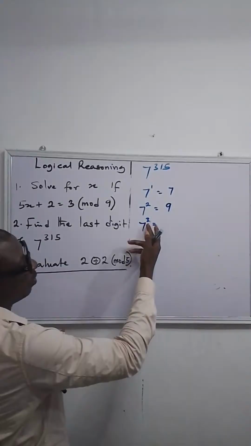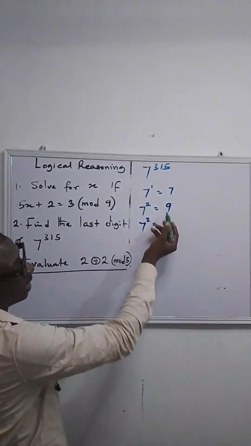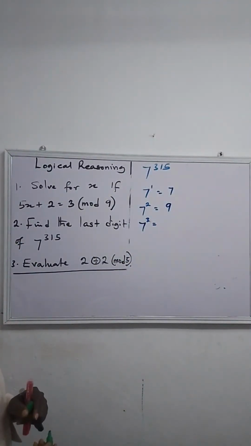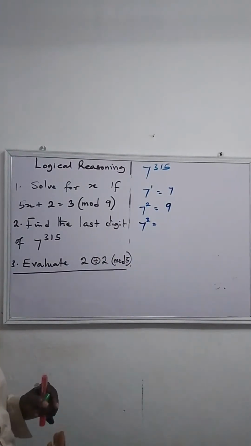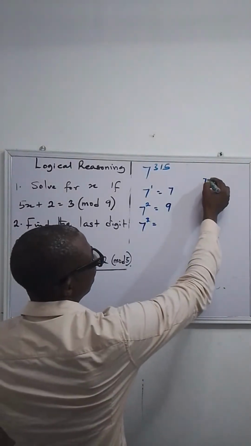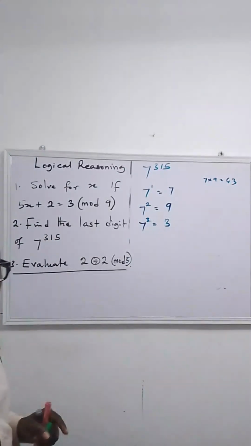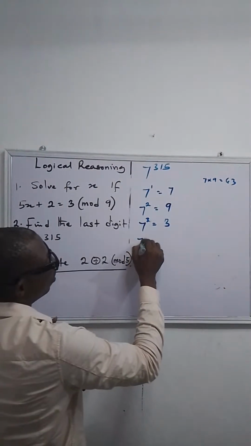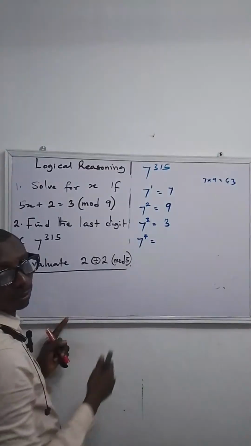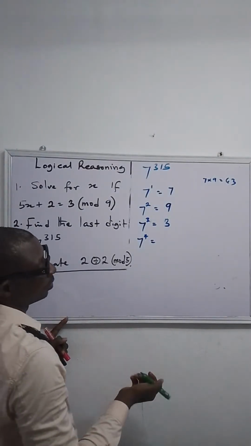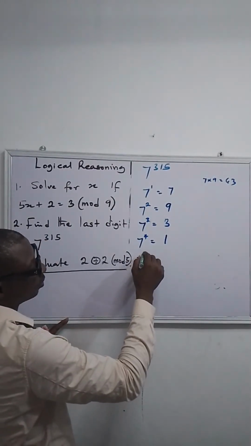So 7 raised to the power of 3. You don't need to begin to say 7 times 7 times 7. Just multiply 9 by 7. It's going to give us the last digit, since it's still the same thing. So you have 7 times 9, and that is 63. So that means the last digit is going to be 3. You can confirm that. So 7 raised to the power of 4 is going to be 7 times 3. 7 times 3 is 21. So the last digit is 1. Okay, the next one, 7 raised to the power of 5.